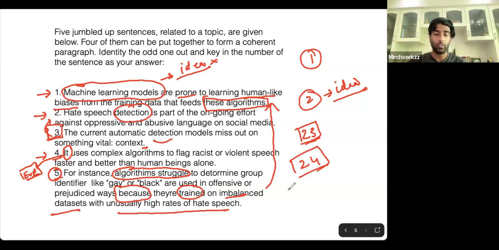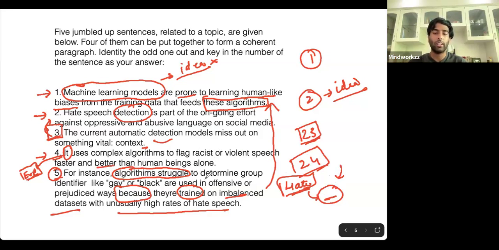So the idea flow which is happening is hate speech detection is something which is part of right now ongoing effort, right? And you have complex algorithms which flag these racist and violent speech sentences or ideas, wherever it is talked about, they identify those, and they are faster and better both, sorry, than human beings alone, right?